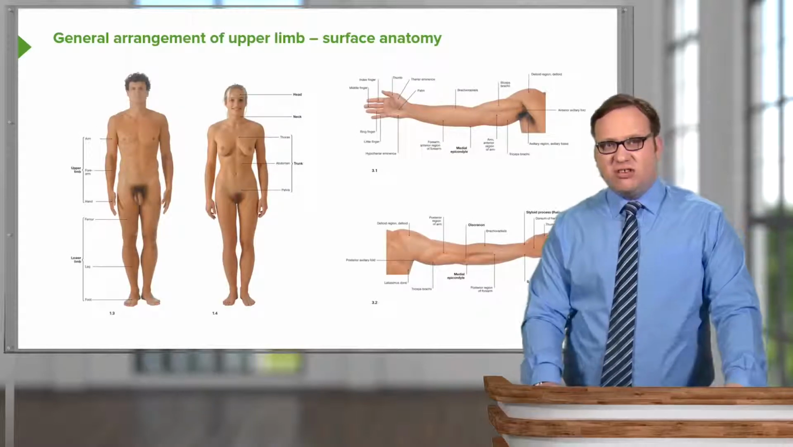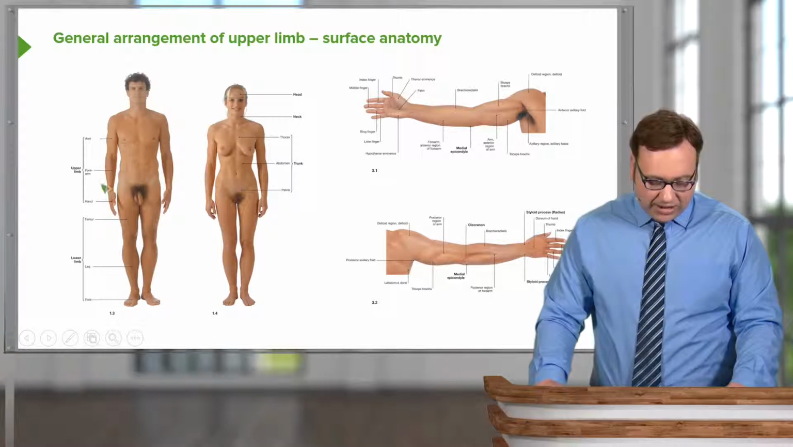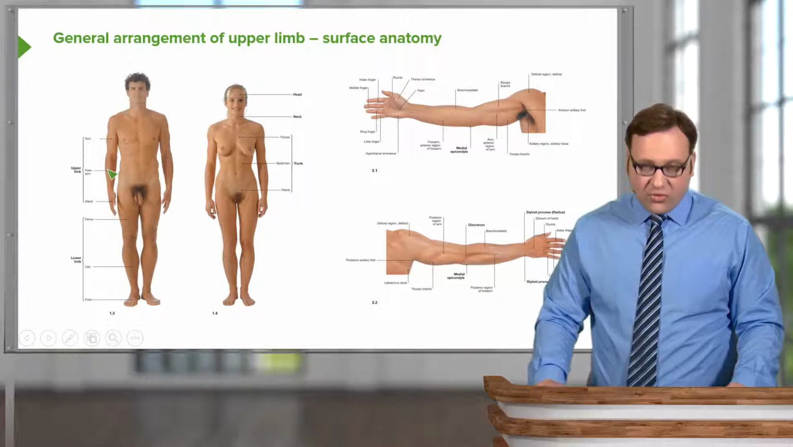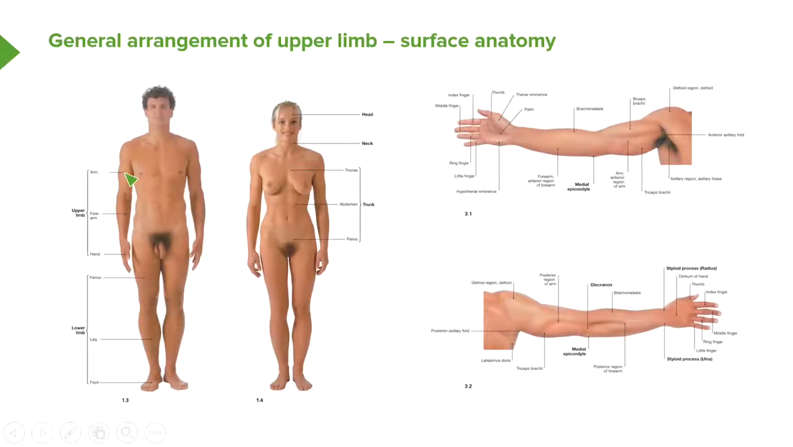So if we just look at the general arrangement of the upper limb, then on this slide we can see a nice body plan of both the male here and the female. And on the male we can see indicated we've got the upper limb. Specifically we've got the arm region here, which is connected to the trunk by way of the shoulder, which we'll talk more about here. And then connecting the arm to the forearm, we have the elbow joint. And then most distally, furthest away from the main core of the body, we have the hand. The hand, remember, is connected to the forearm via the wrist joint.